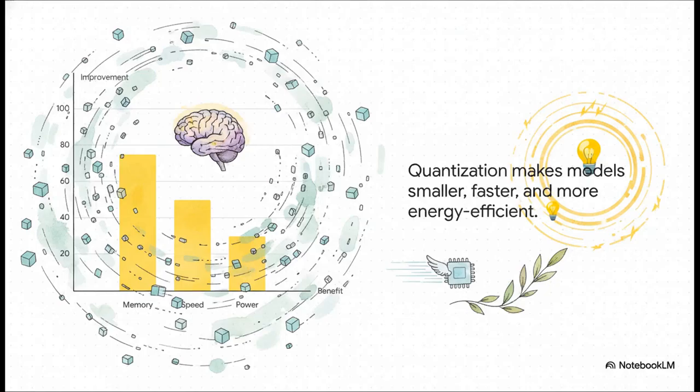And the payoff here is huge. As you can see, quantization just crushes it on all fronts. It drastically reduces the memory the model needs, it speeds up how fast it can generate an answer, and it lowers how much power it uses. This is one of the key tricks that makes powerful AI accessible to all of us, not just giant tech companies.